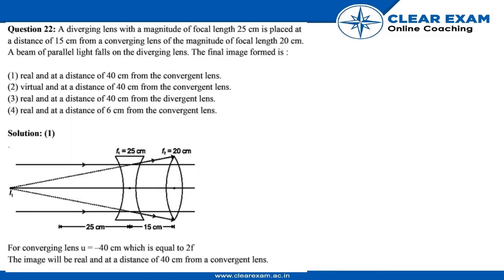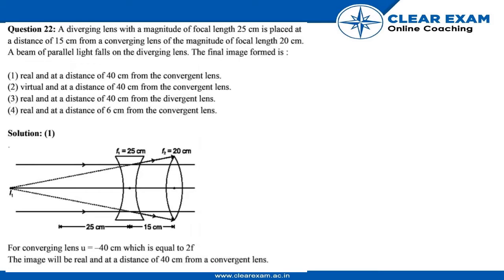The final image formed is, the options are: first, real and at a distance of 40 centimeter from the convergent lens; second, virtual and at a distance of 40 centimeter from the convergent lens; third, real and at a distance of 40 centimeter from the diverging lens; fourth, real and at a distance of 6 centimeter from the diverging lens.